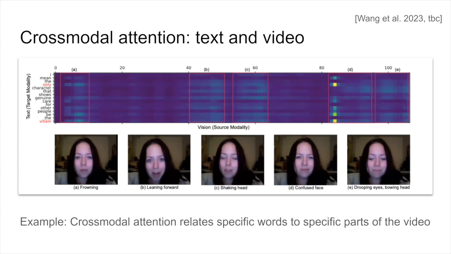Okay, so here's another visualization where we're looking at some visual features. These are just qualitative labels here: frowning, leaning forward, shaking head, confused face, and you can see the text here. It only seems to get highlighted at this point. So the attention relates specific words to specific parts of videos. But again, I wouldn't want to read too much into it, just to say that this is how this mechanism works.